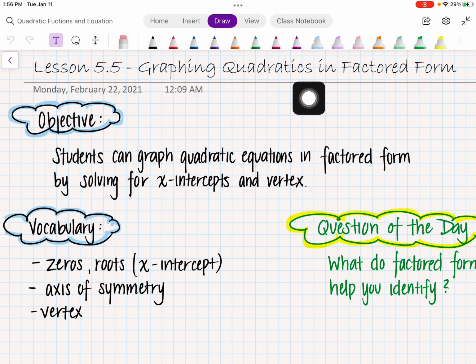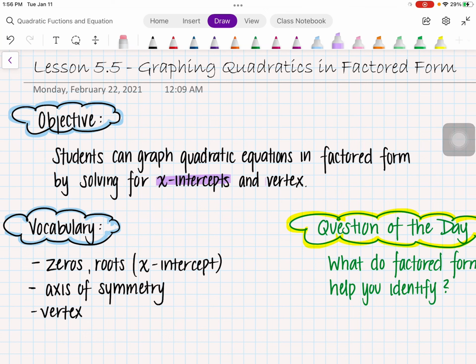Alright, guys, so we are going to be doing lesson 5.5, which in this case is graphing quadratics in factored form. It is similar to what we did on yesterday's lesson. Yesterday's lesson was the zero product property, which talks about quadratic expressions in factored form. So students in this case can graph quadratic equations in factored form by solving for the x-intercept and the vertex.